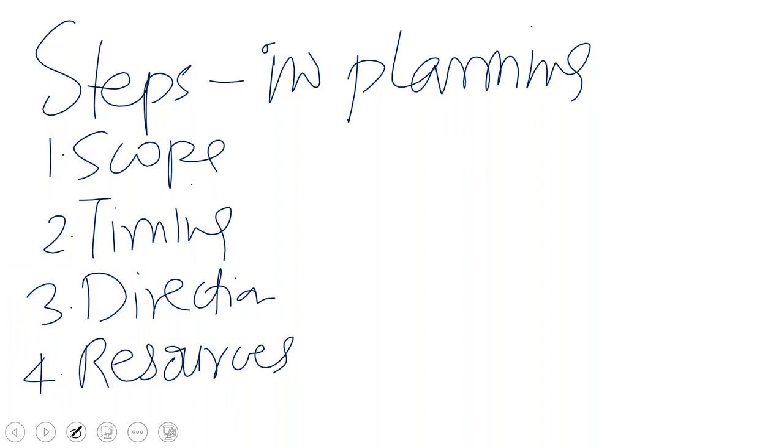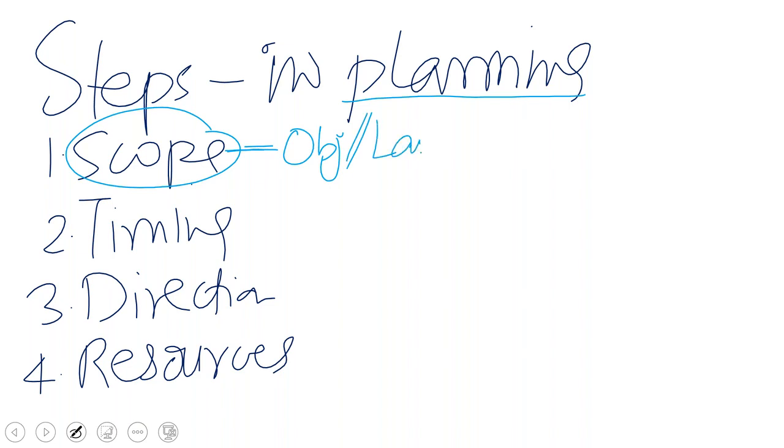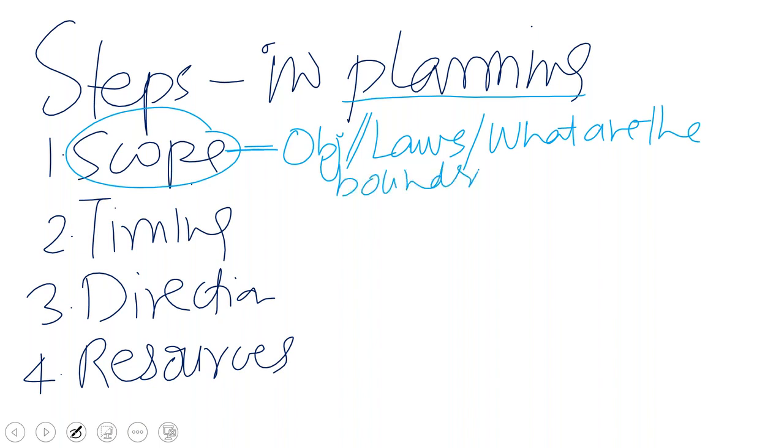So scope, you are planning for your scope. When you're planning for your scope, you should know what is your objective. You should know what laws are applicable to your scope. You should know what the boundaries are. So the auditor should know the scope very well. Auditor should know exactly what he needs to do. So should the auditor know what are my applicable laws? What is my objective? What are my boundaries?